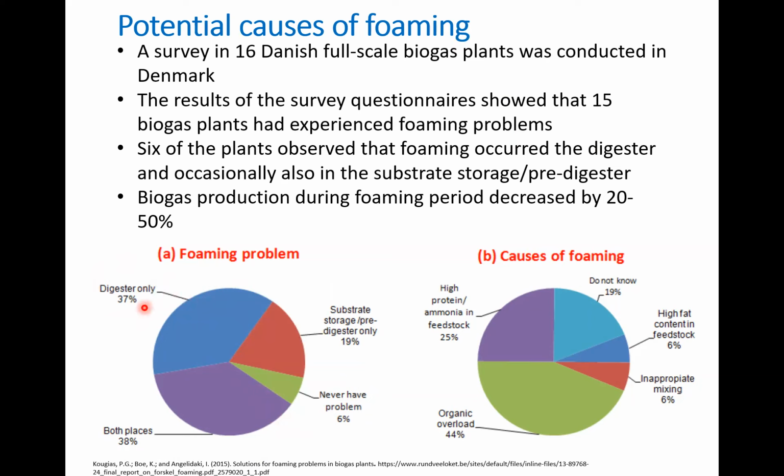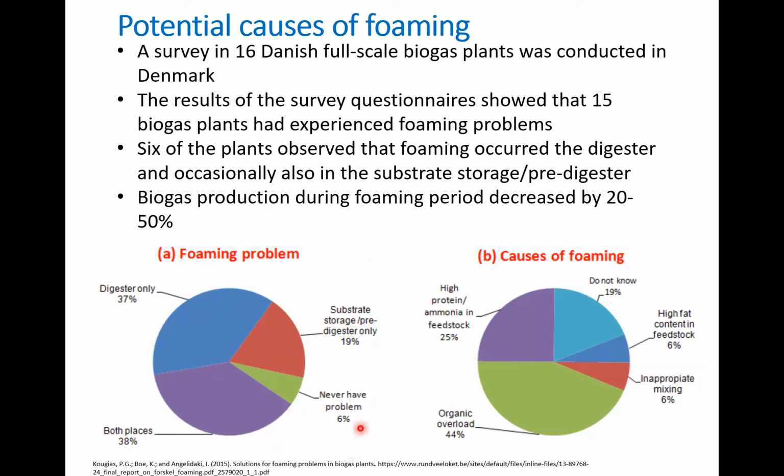So basically it means about 37% of the 16 digesters have foaming, and in the substrate storage about 20% of this, maybe about three digesters or digester systems, have this kind of foaming in the storage of the substrate, and 38% of the surveyed systems have both, meaning they have foaming in the digester and also foaming in the storage of substrate.